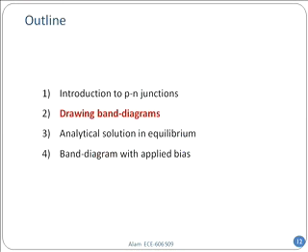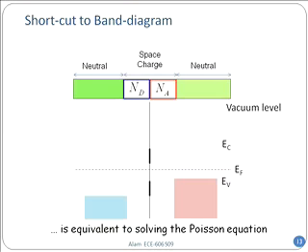Now let's talk about how to draw a band diagram. How can we get to the last result without really having to go through all this? How can I do that directly? So I want to first show you a general way of doing it, then we'll get to specific methods.